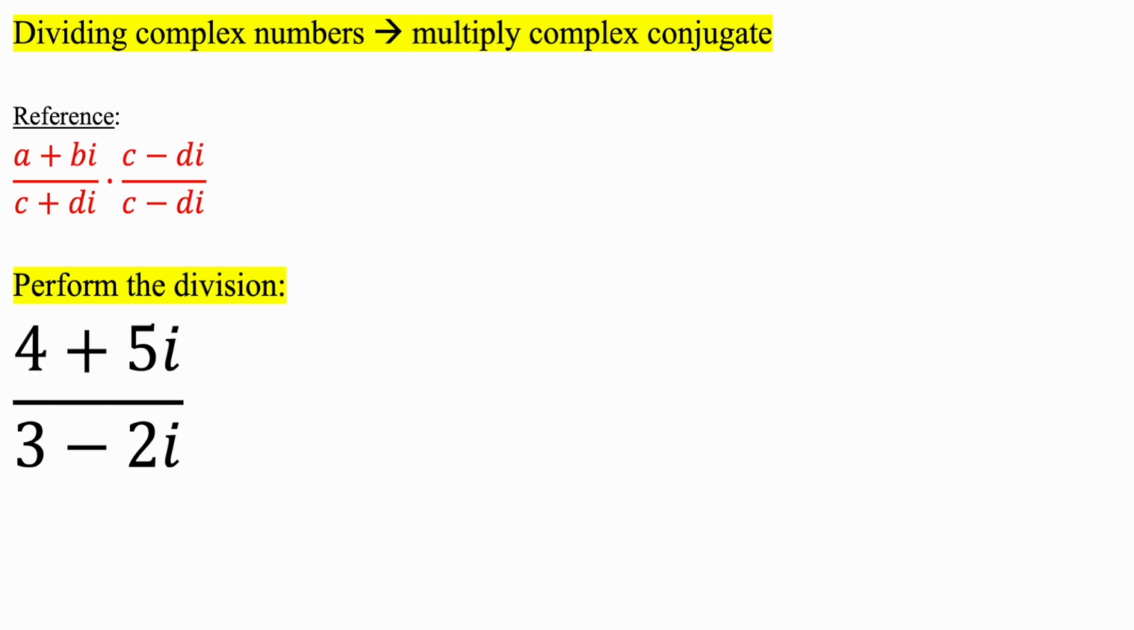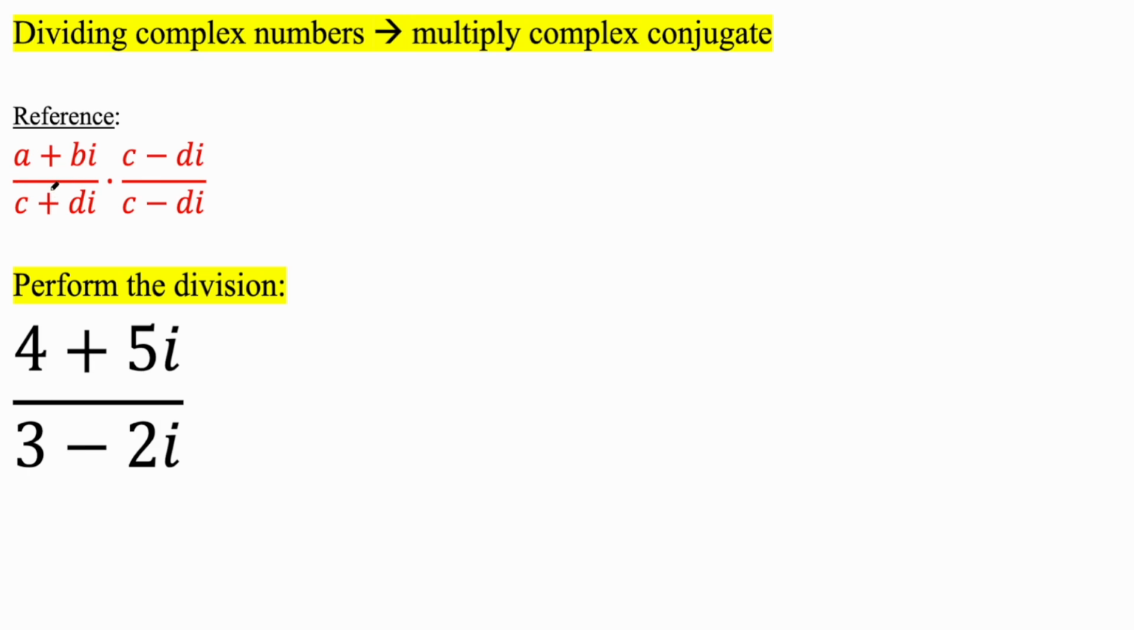Okay, in this video we're going to divide complex numbers, and in order to do so we have to multiply by a complex conjugate. Let me show what I mean by that. Let me explain this reference. It says a plus bi divided by c plus di. So a is real, c is real, and bi, di, that's the imaginary component.